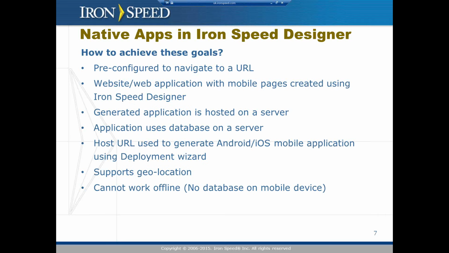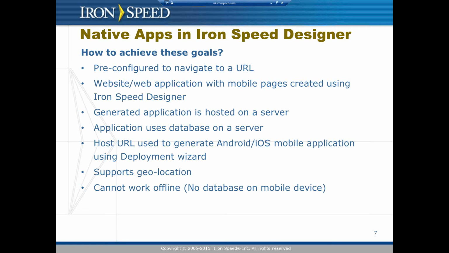Now, how are these goals achieved by the designer? First of all, it's important to generate the pre-configured URL. The starting point to generate an Android or iOS application is to open up the Iron Speed Designer and generate a regular web application, but you just have to include the mobile pages in it. So what I'm going to do is open up the Iron Speed Designer, generate the mobile pages, and generate the regular web application for it.